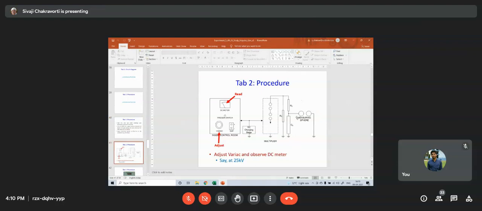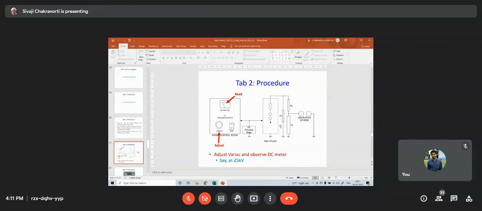Now what I do, I connect the sphere gap. Then I slowly increase the voltage. And of course, I adjust the gap first. Then I increase the voltage by variac and see what the reading is. And for a given voltage, say we are using this multiplier in 2x mode. That means four capacitors in parallel with another four capacitors so that the voltage will be double. This is called the 2x mode. We have 1x, 2x, 4x, 8x, four different modes. So we use it at 2x mode.